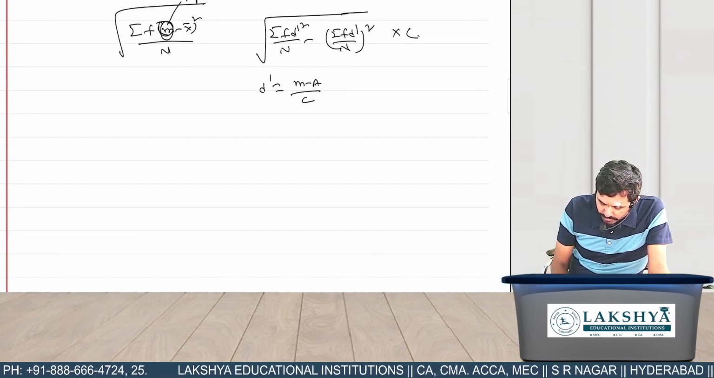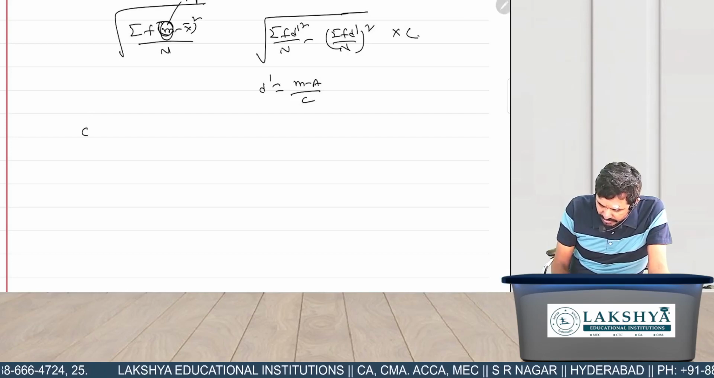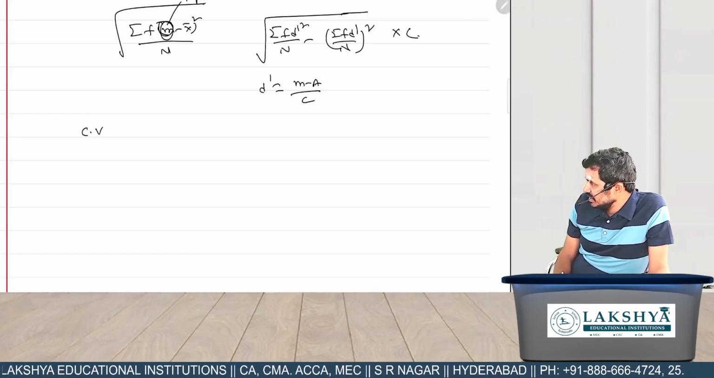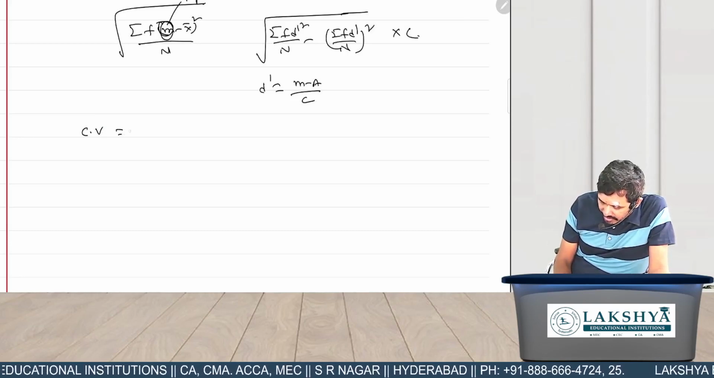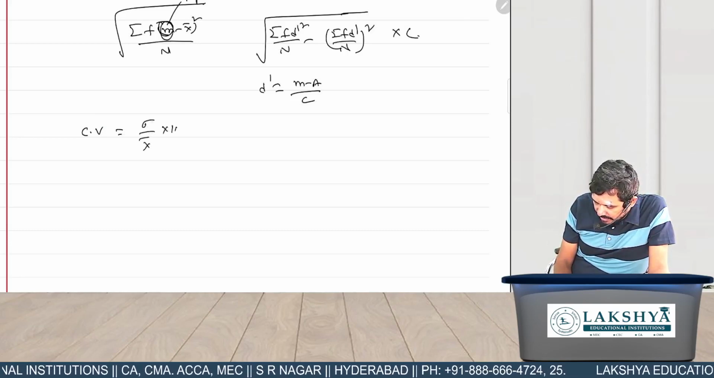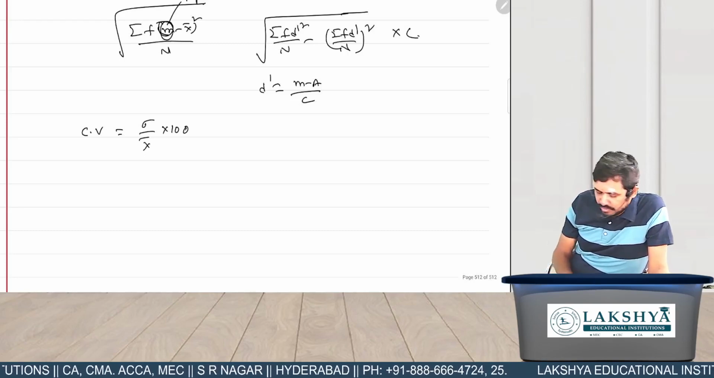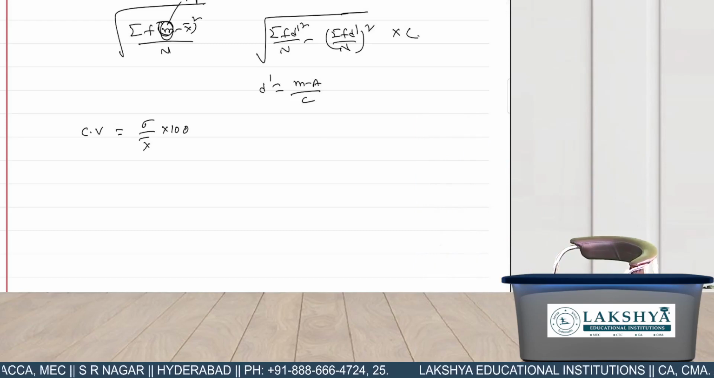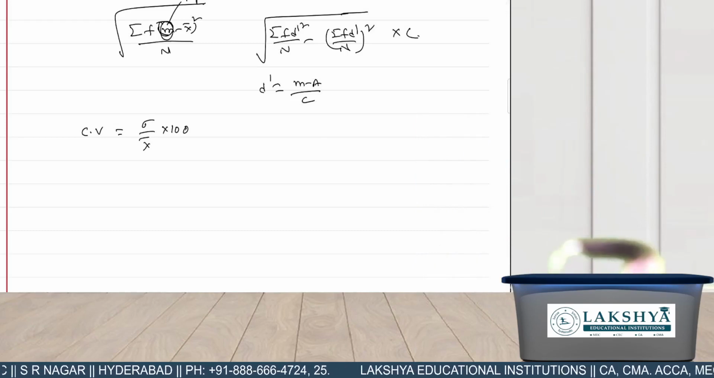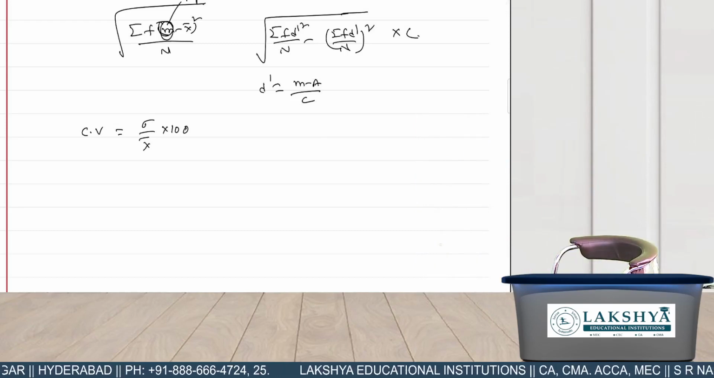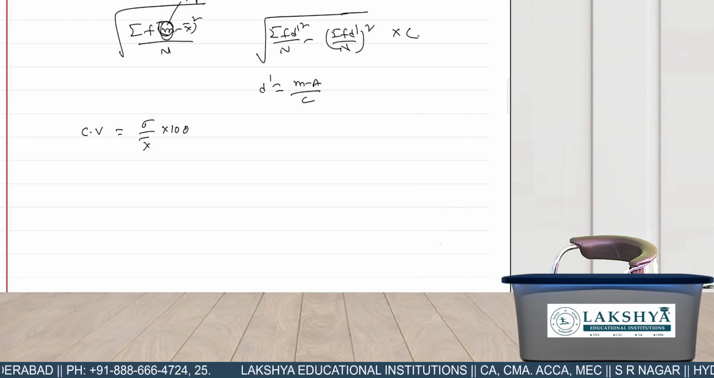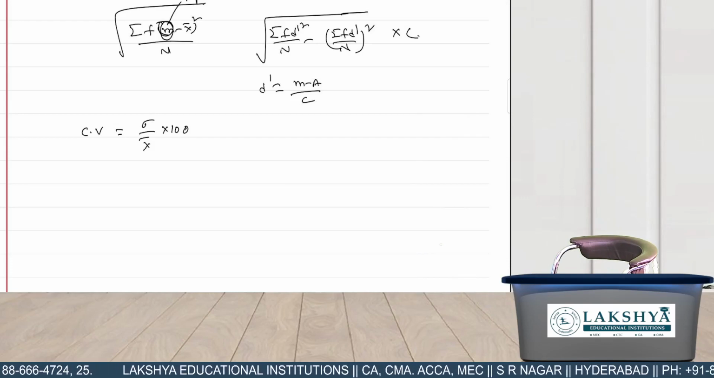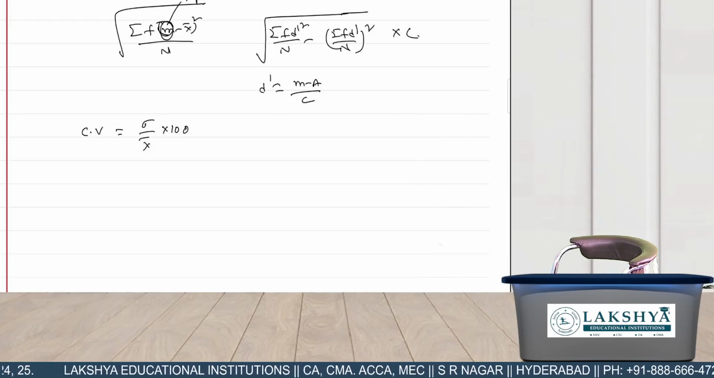Next, coefficient of variation. The coefficient of variation is denoted by CV and it is given by standard deviation by arithmetic mean into 100. Observe this formula. Numerator is one quantity and denominator is another quantity. That means this looks like a ratio, which means it is free from units. Standard deviation is the best measure of dispersion. Arithmetic mean is the best measure of central tendency. That's why this value always gives the best results.